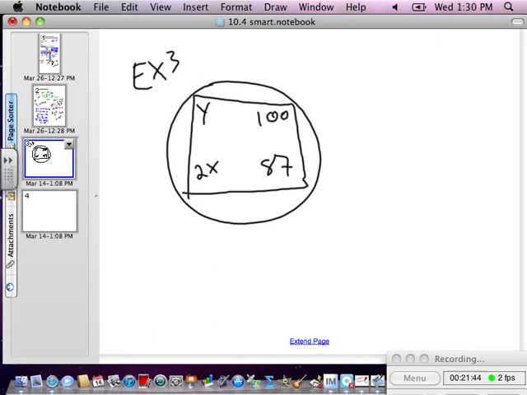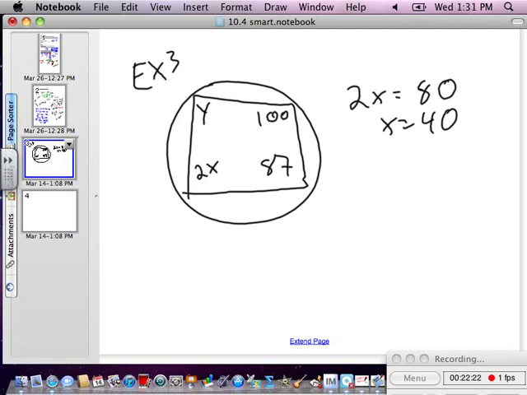Example 3A. Okay, remember it says a quadrilateral can be inscribed in a circle if and only if its opposite angles are supplementary. So if it's inscribed in a circle, they must be supplementary. So 2x must equal what? What plus 100 is 180? 80. So what does x equal?